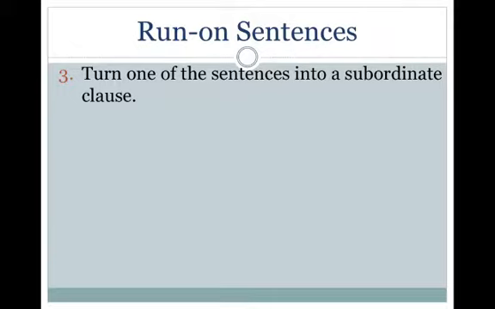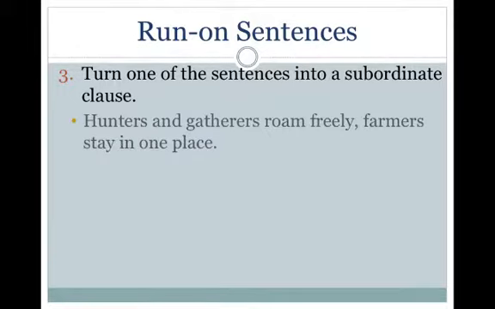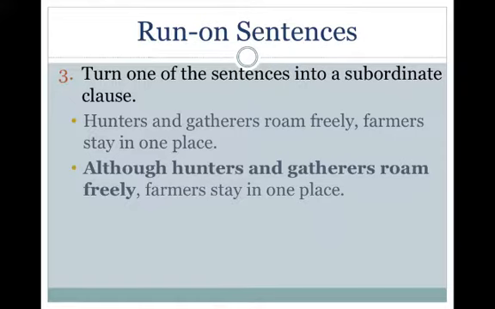Number three, turn one of the sentences into a subordinate clause. Hunters and gatherers roam freely, farmers stay in one place. There's your run-on. Although hunters and gatherers roam freely, farmers stay in one place. So we've added the subordinate clause, although hunters and gatherers roam freely.